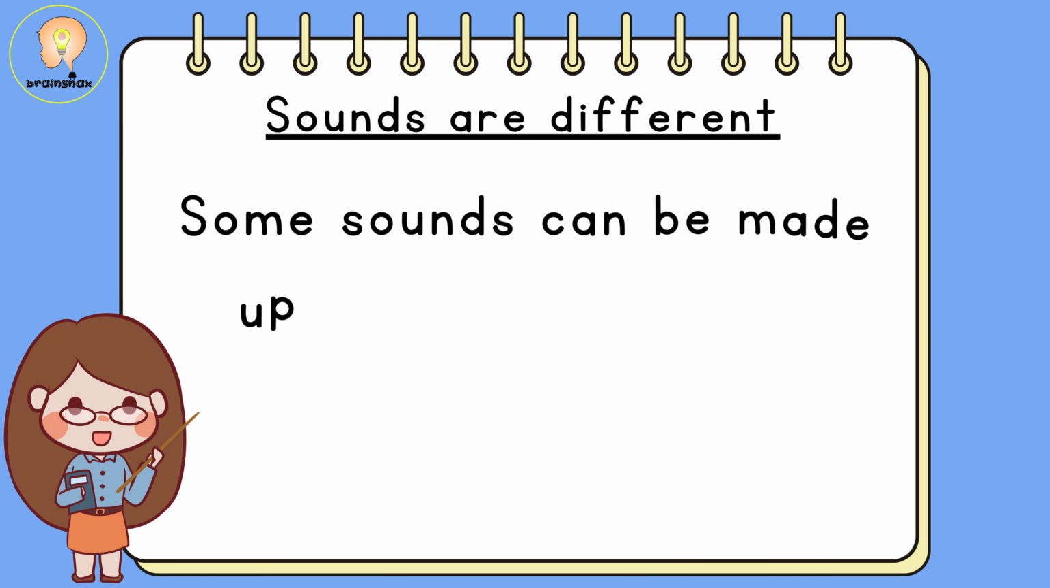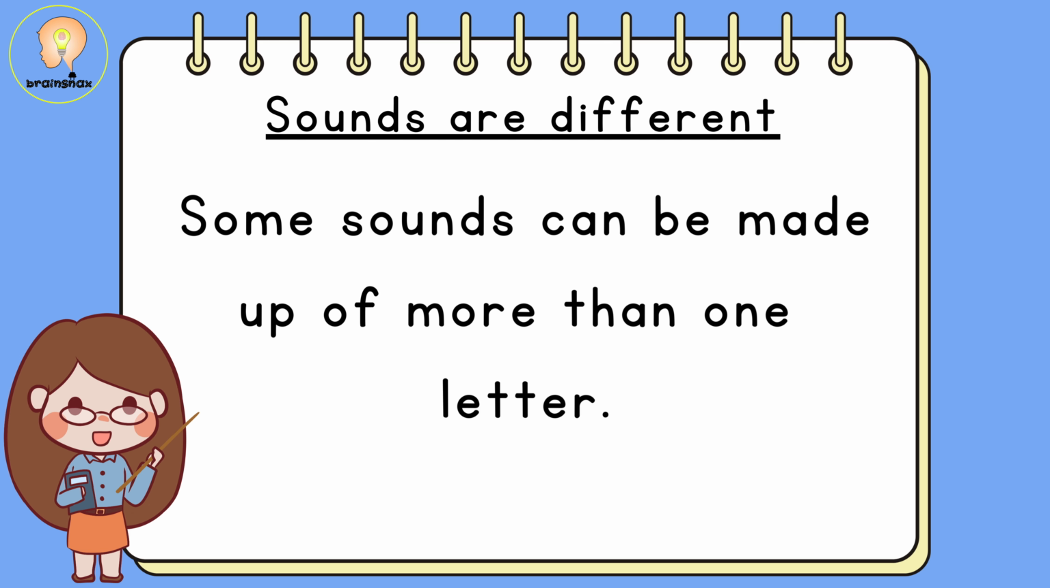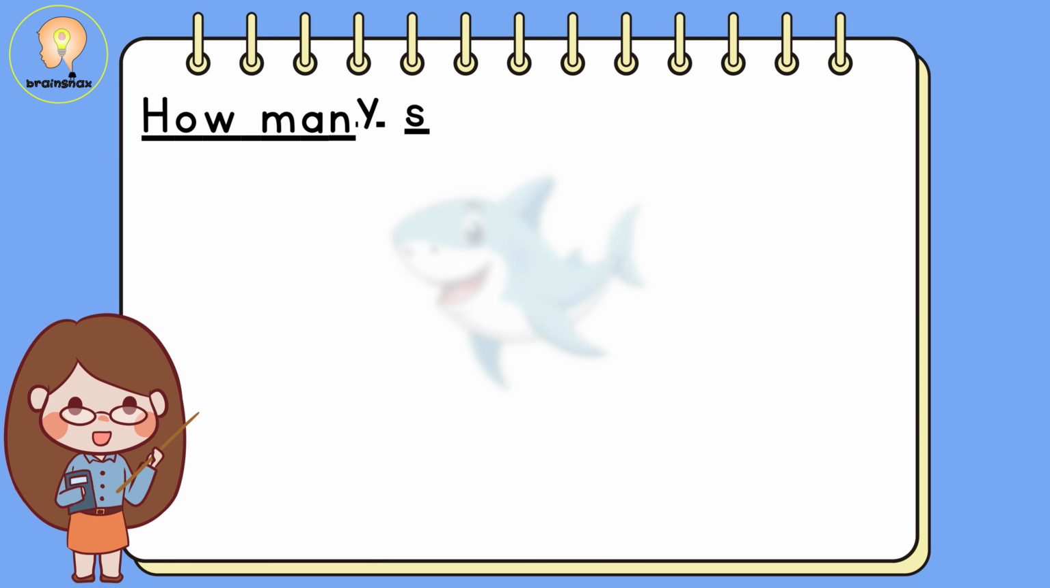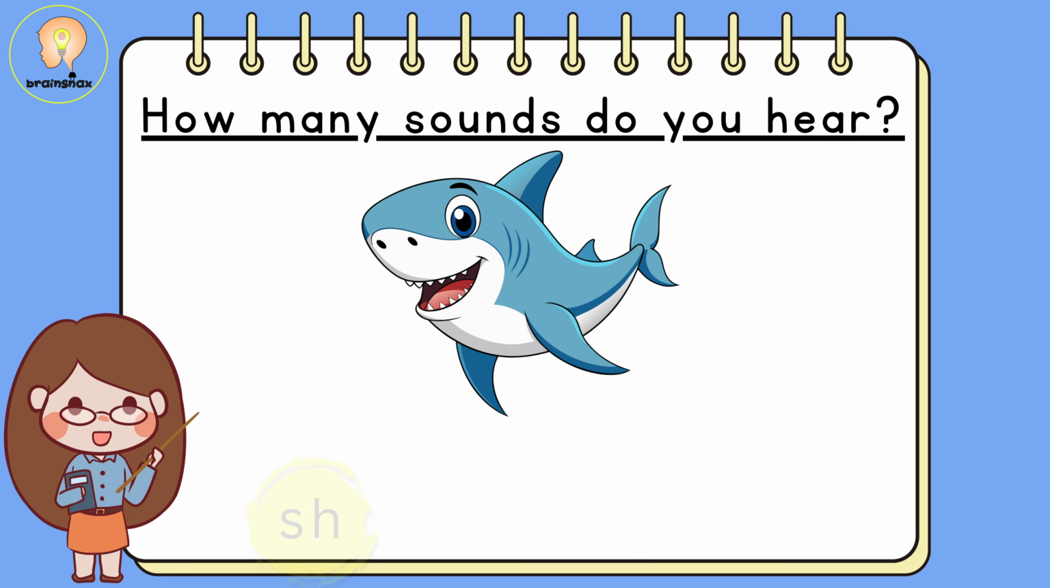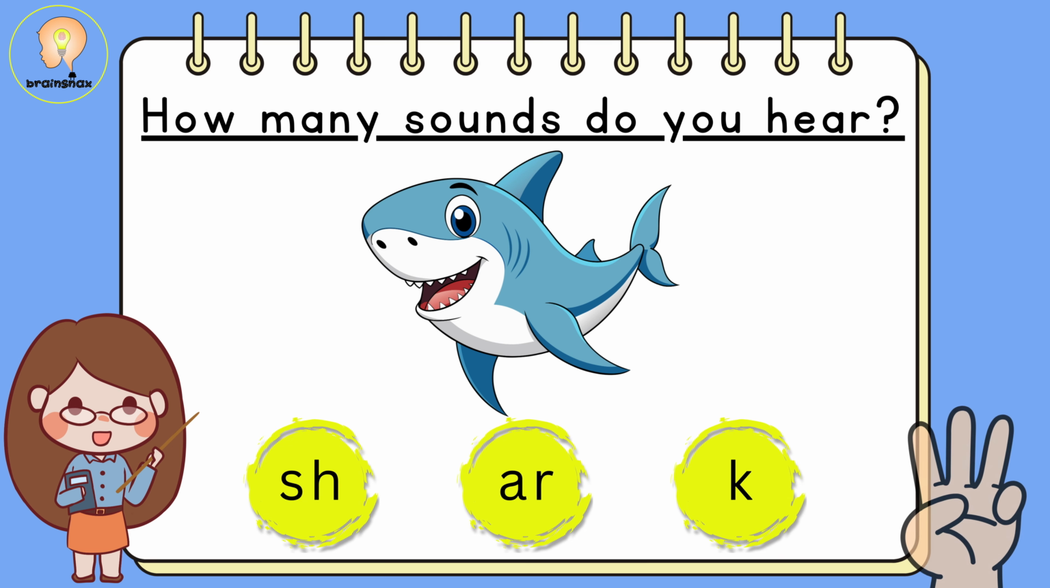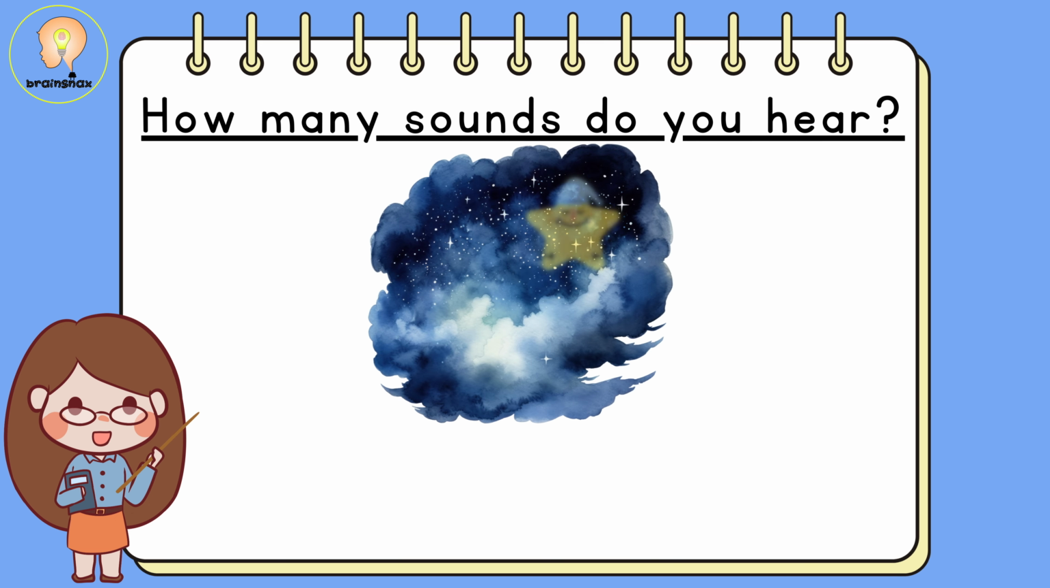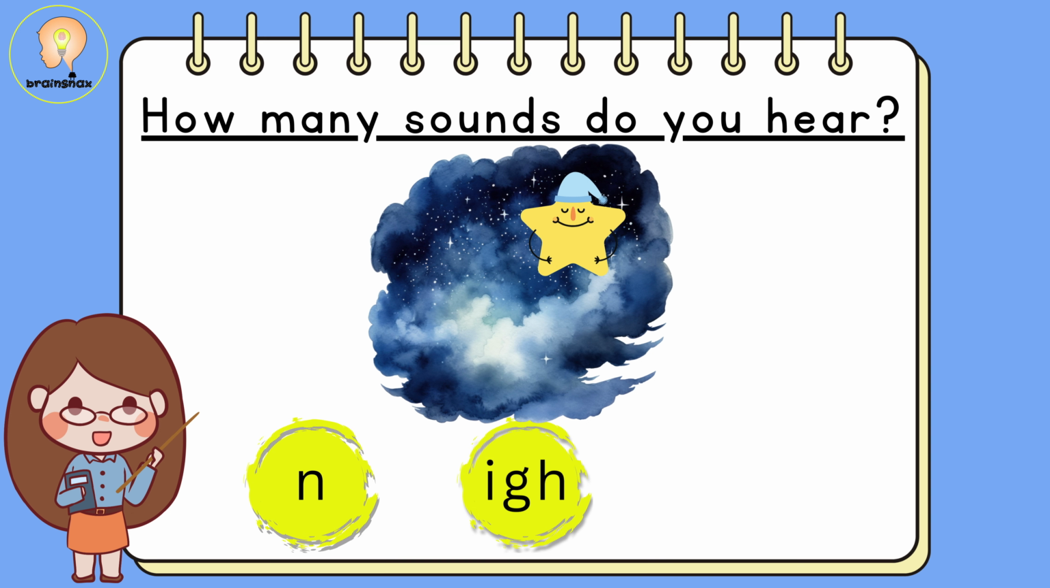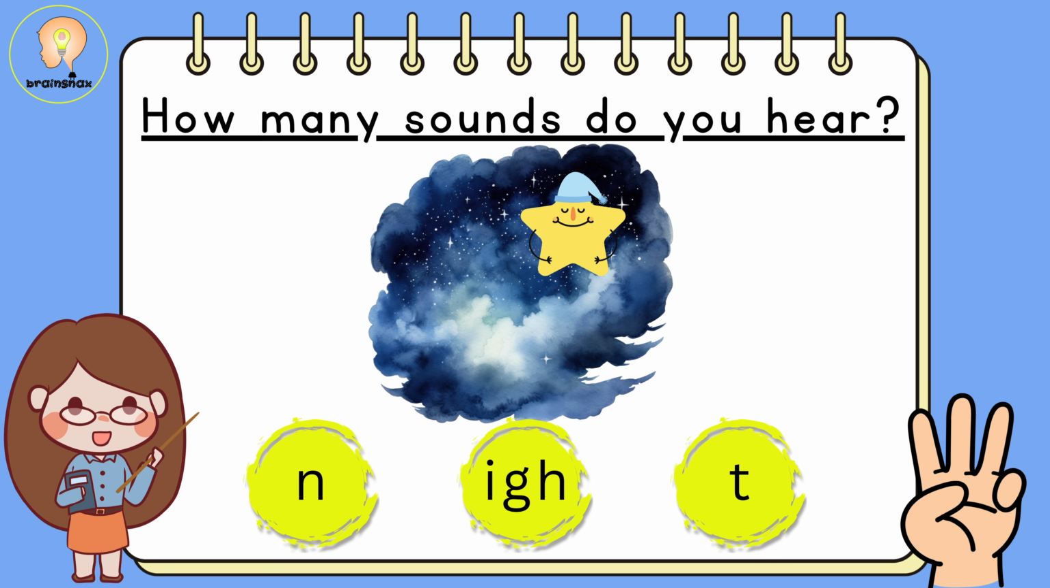Sounds are different. Some sounds can be made up of more than one letter. Shark. Sh. Ar. K. Shark has three sounds. Night. N. I. T. Night has three sounds.